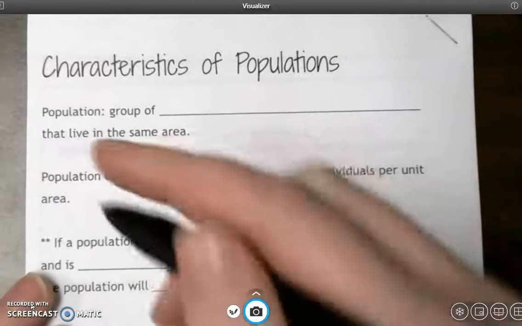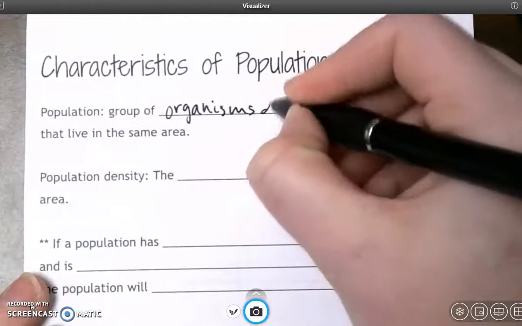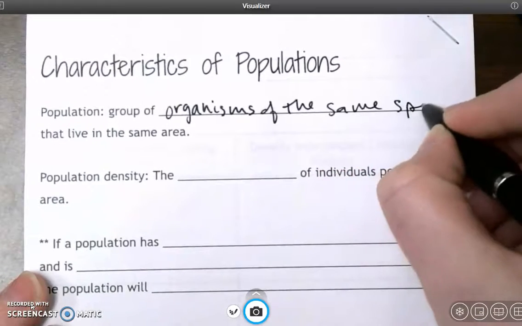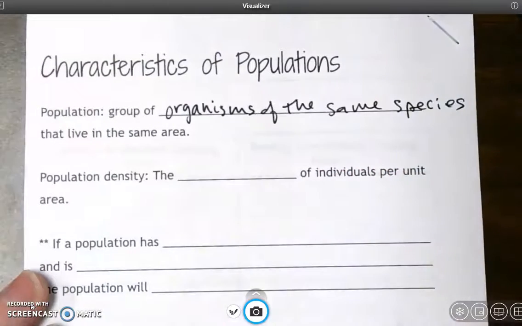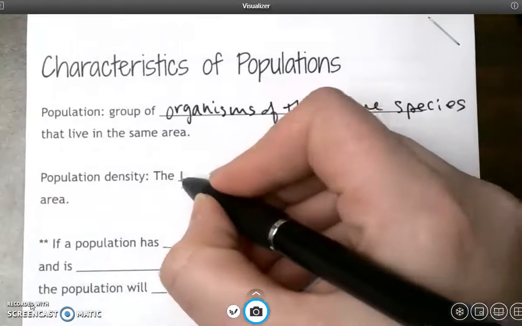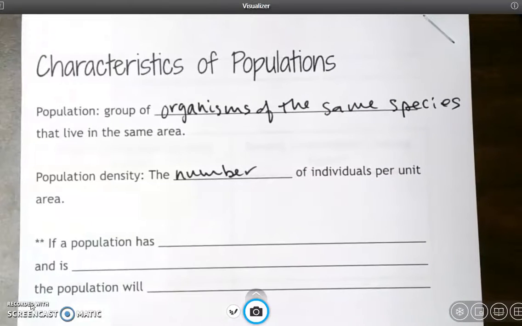A population is a group of organisms of the same species that live in the same area. Population density is the number of individuals per unit of area. So how many birds live in Leadwood? I gave you the species, I gave you the number, and I gave you a specific area.